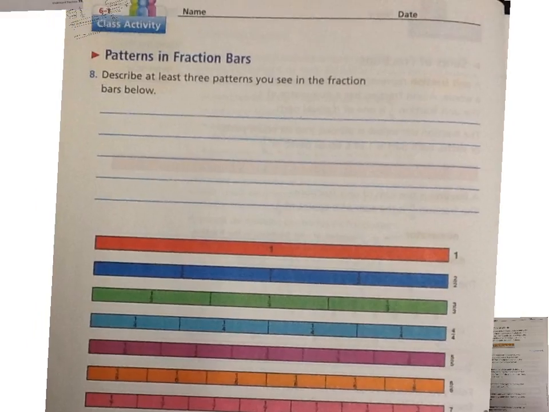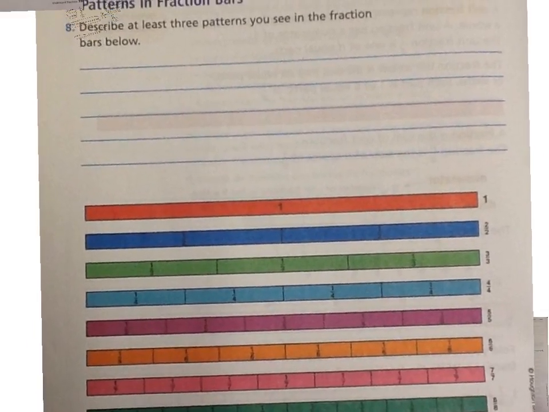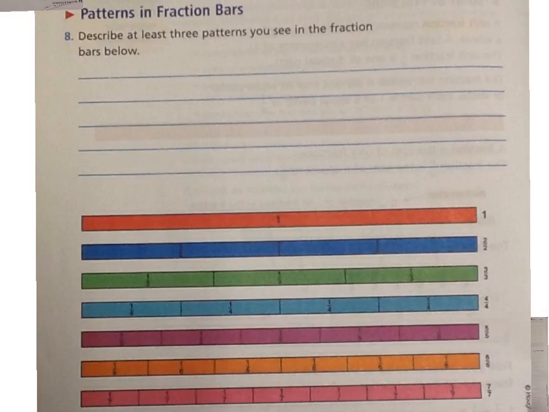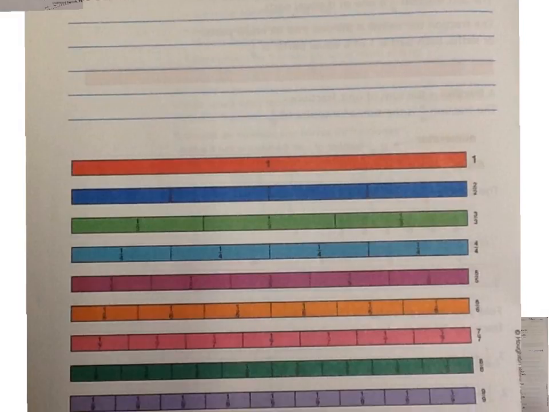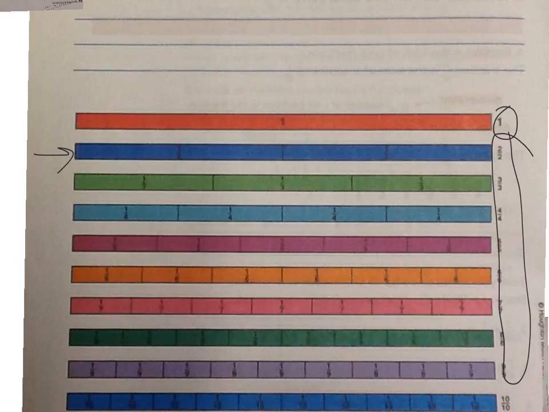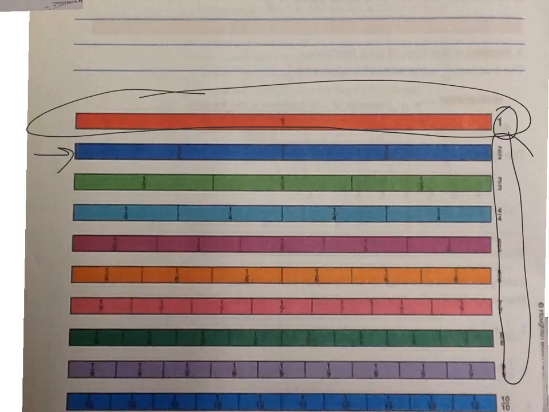And this talks about our fraction strips and fraction bars. It says describe at least 3 patterns you see in the fraction bars below. Okay? This first fraction bar equals a 1. It equals a whole, because there are no units, there are no parts in it. This is the whole.